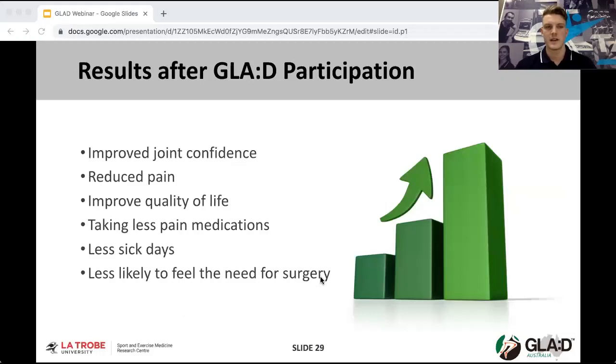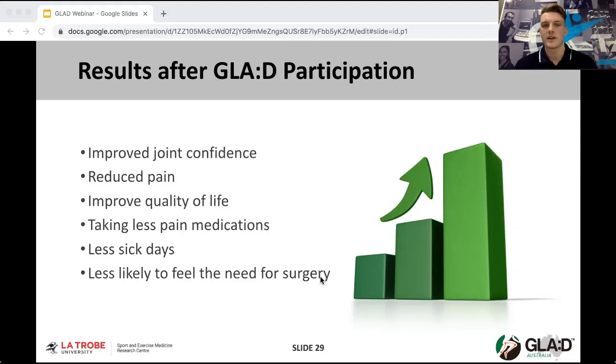All right, so let's have a look at some of the results after GLAD participation. As you can see there, people that have completed GLAD have found that they've had improved joint confidence, reduced pain, improved quality of life, the need to take less pain medications, less sick days, and they're less likely to feel the need for surgery.